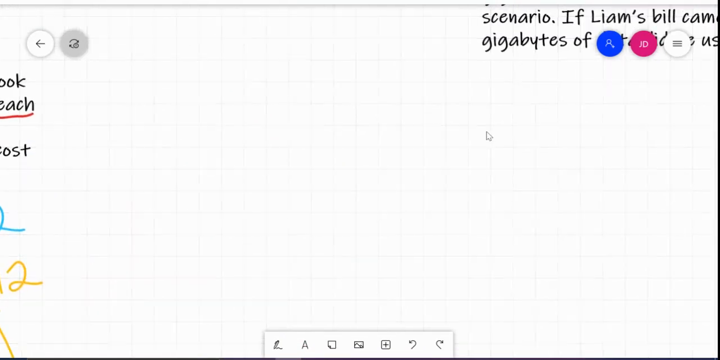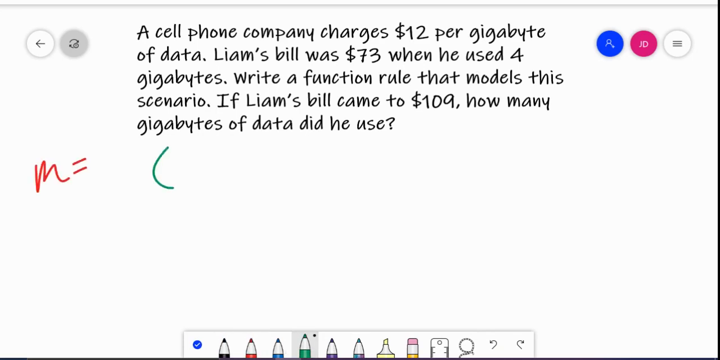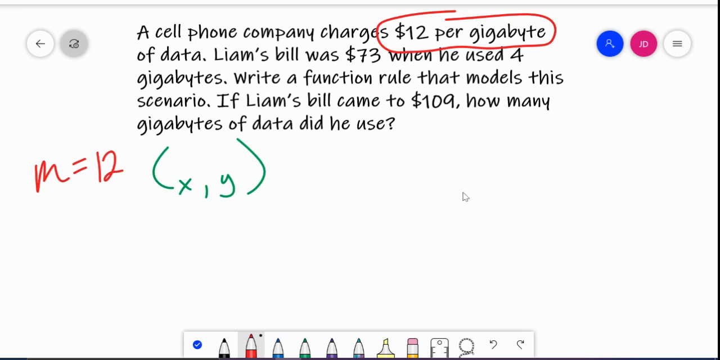All right, so the next one. A cell phone company charges $12 per gigabyte of data. Liam's bill was $73 when he used 4 gigabytes. Write a function rule that models this scenario. All right, so again, I'm looking for my slope. I'm looking for my x and my y. So my slope. All right, the words, $12 per gigabyte, right? That is my slope. That means gigabytes are going to be my x. So Liam's bill was $73 when he used 4 gigabytes. So 4 gigabytes cost $73.